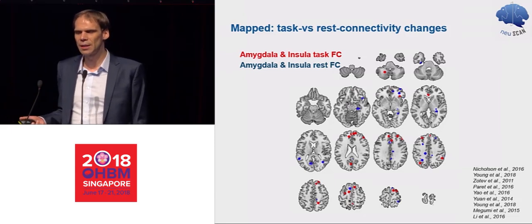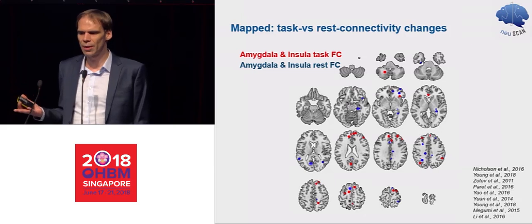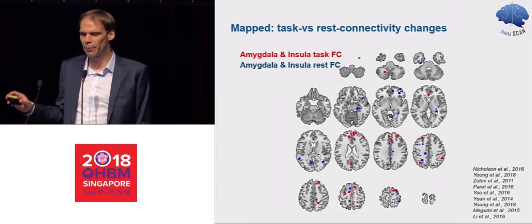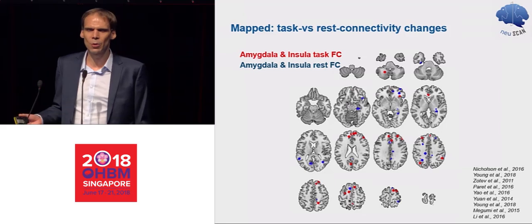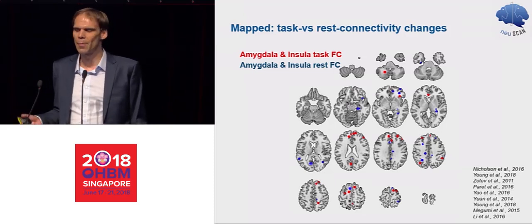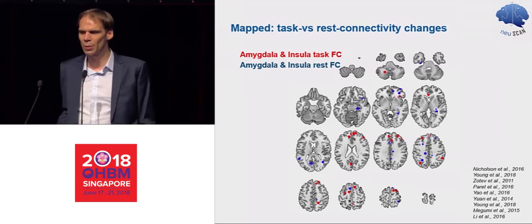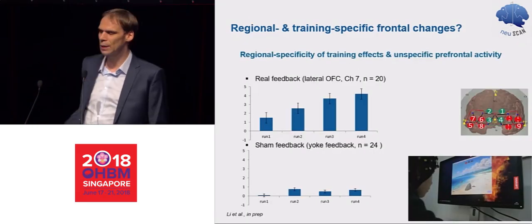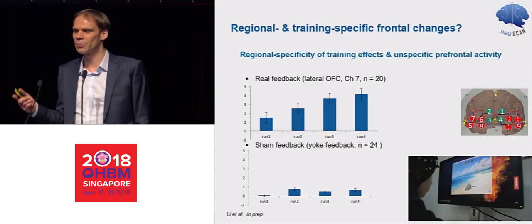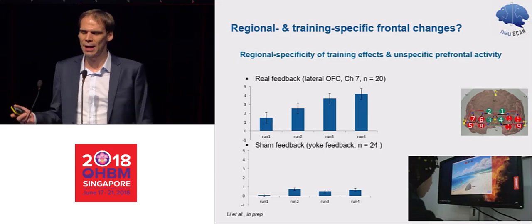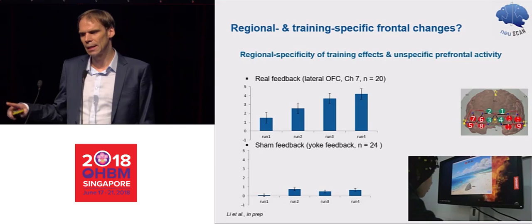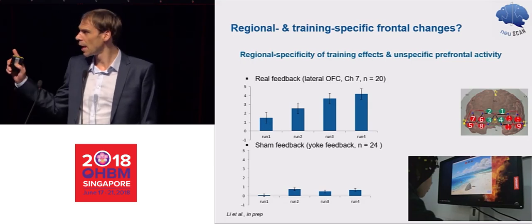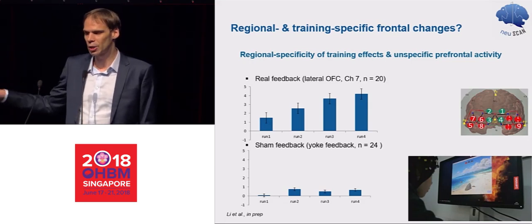Because this is very difficult to analyze in the mass univariate approaches that are usually used in fMRI data, we tried to tackle this with real-time fNIRS-based neurofeedback. So what we did, we monitored the entire prefrontal cortex and fed back the signal of channel number 7. So basically this is the lateral OFC, and we actually see a nice increase in the lateral OFC, which cannot be seen in the sham group that is shown at the bottom.